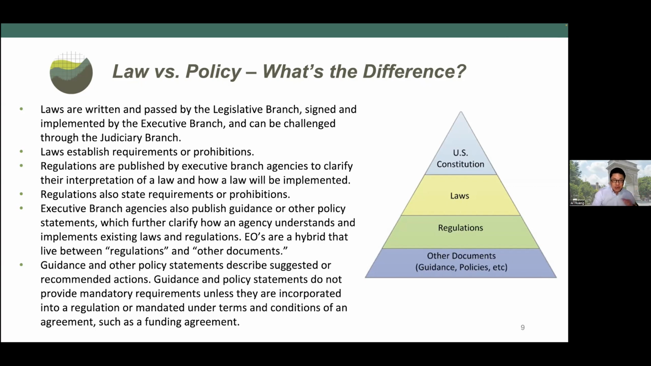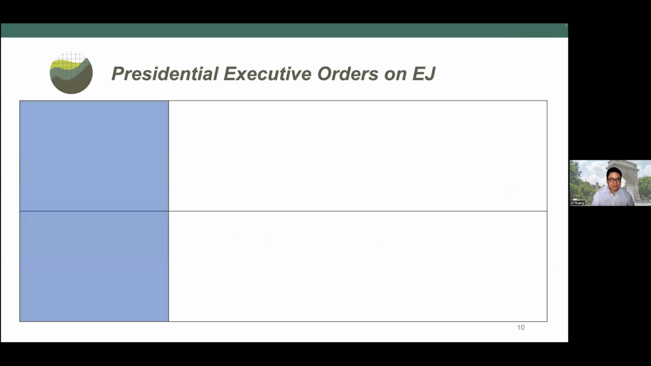Guidance and policy documents do not provide mandatory requirements unless they're incorporated into a regulation, or oftentimes under the terms and conditions of an agreement, such as a funding agreement might have certain requirements inside of it.